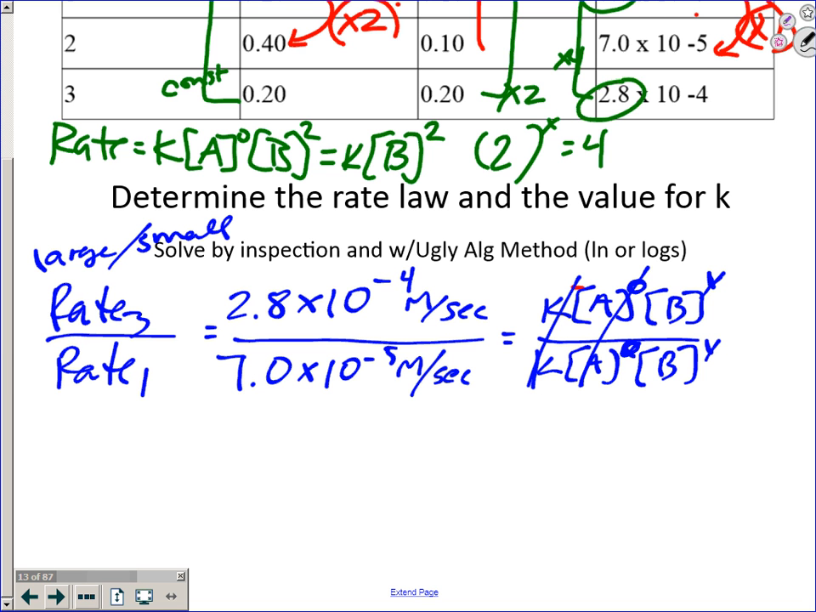So now we whittle down to just figuring out the exponent for y. Everybody take this divided by this. What is this? 4, okay, is equivalent to, let's plug in values for B.